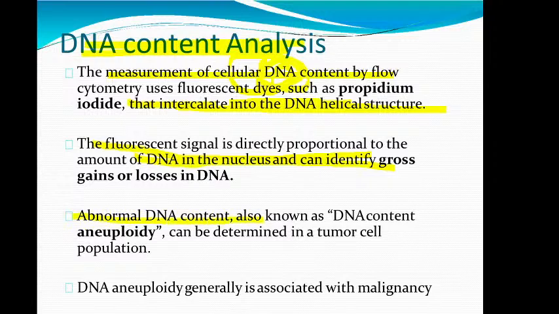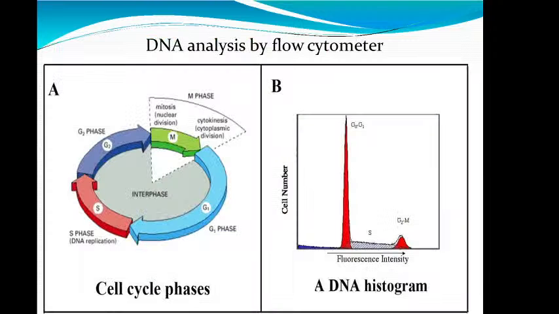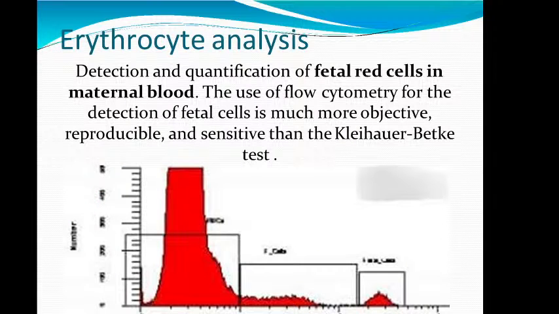identify the gains or losses in DNA, basically the content of DNA in the cells. Abnormal DNA content, also known as DNA content aneuploidy, can also be determined. So these are some properties of the flow cytometer, that we will be able to know the DNA content in a cell. So this is the S phase. During S phase, you all know that the amount of DNA is doubled. So by running it on this flow cytometer, you will be able to know the content of DNA in a cell.